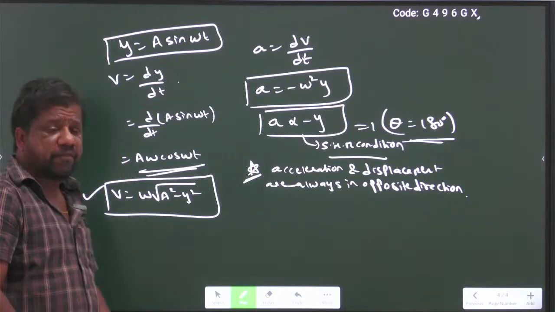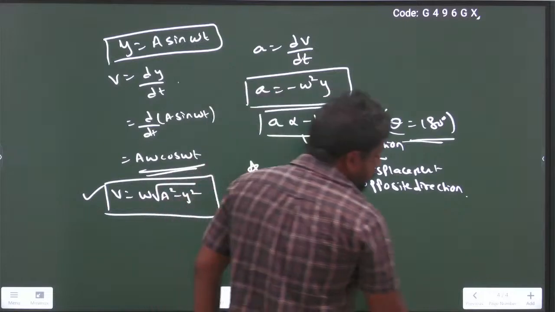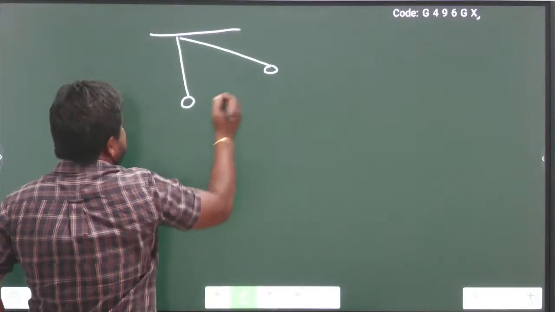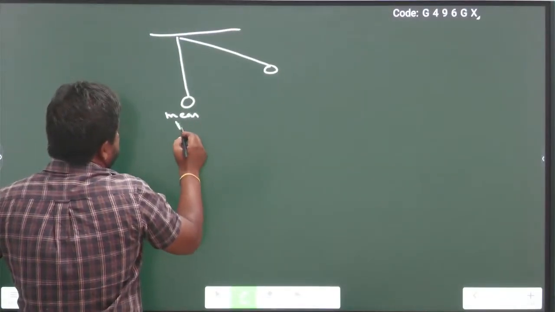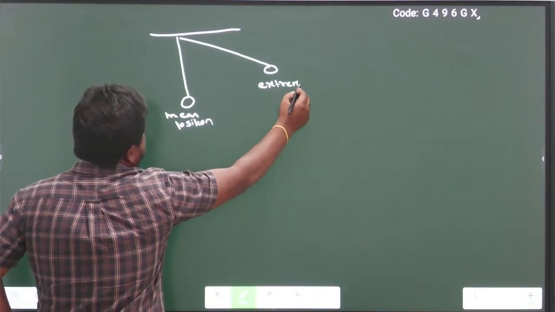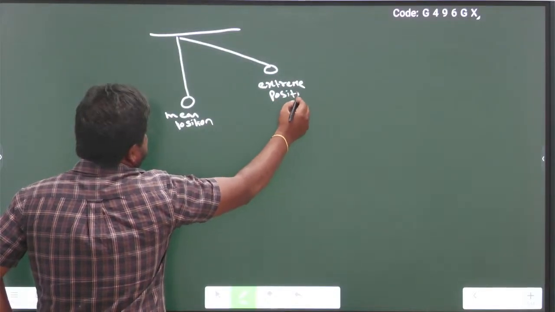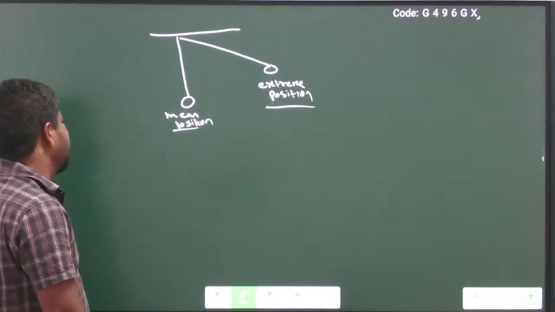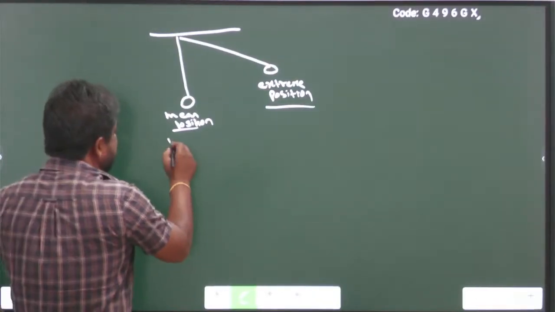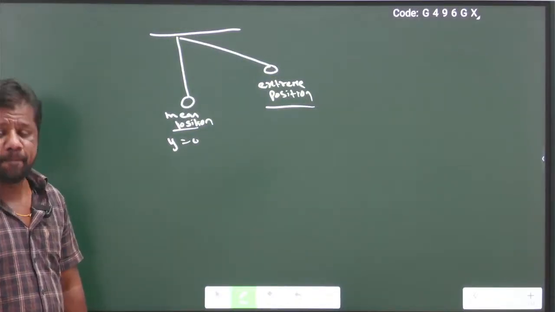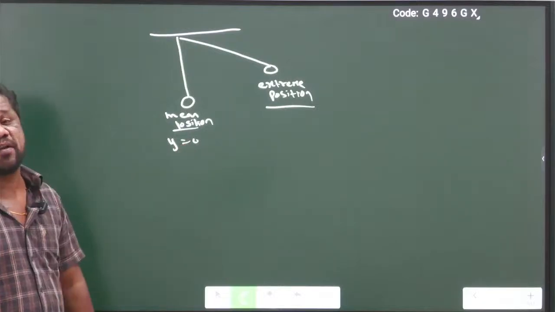Clear everyone? Now we will go to the next part. Example is simple pendulum. As I told you just now, this is the mean position. This is the extreme position. Mean position, extreme position. Look carefully now. At the mean position, displacement is what? 0. The journey is not yet started. The object is still at the mean position. So displacement is 0.